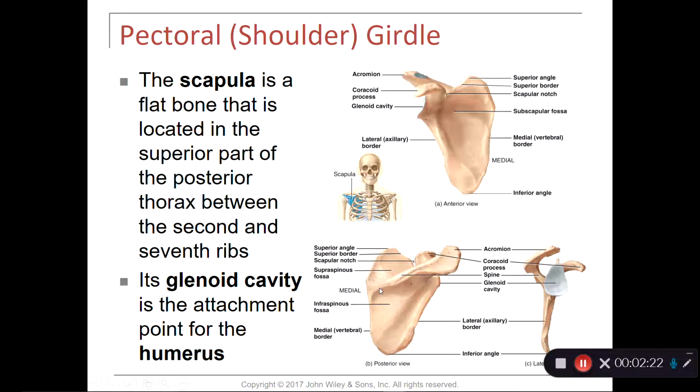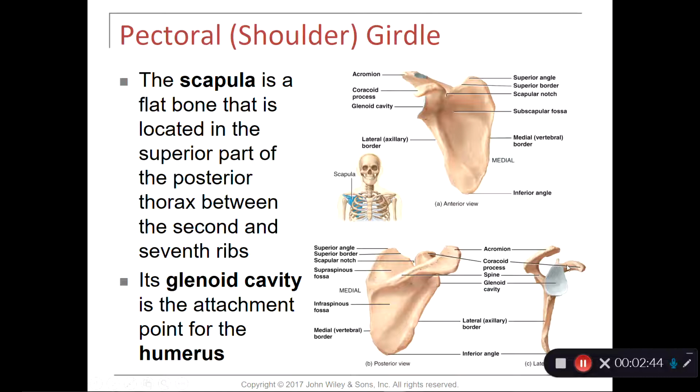You can actually feel that spine if you reach behind you, rotate behind your back, and you're going to feel this hard bone, surprise, surprise, bone-like structure. It is bone. That hard bone structure is the spine. So the acromion is continuous with that of the spine.